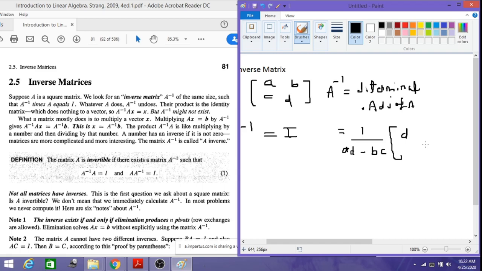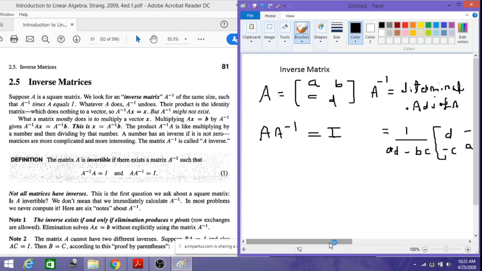So this will become D and this will become A, and change the sign of this opposite diagonal, so B and C will become minus. So this is the inverse of a matrix method.